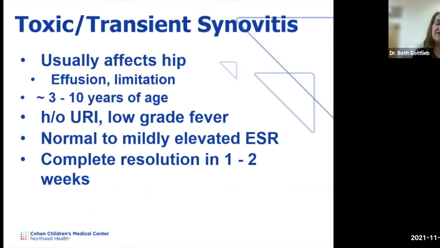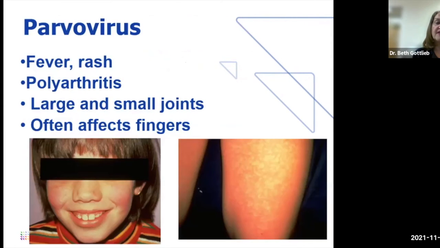Toxic or transient synovitis is just the special name given to reactive arthritis of the hip. Other than that, it is very similar to reactive arthritis, tends to be in the 3 to 10-year age group. Parvovirus, if you're sending labs, please remember to check the IgM because it would need to be an acute infection. And the thing that's special about parvovirus, as opposed to other reactive arthritis that affects large joints, this can affect small joints often.